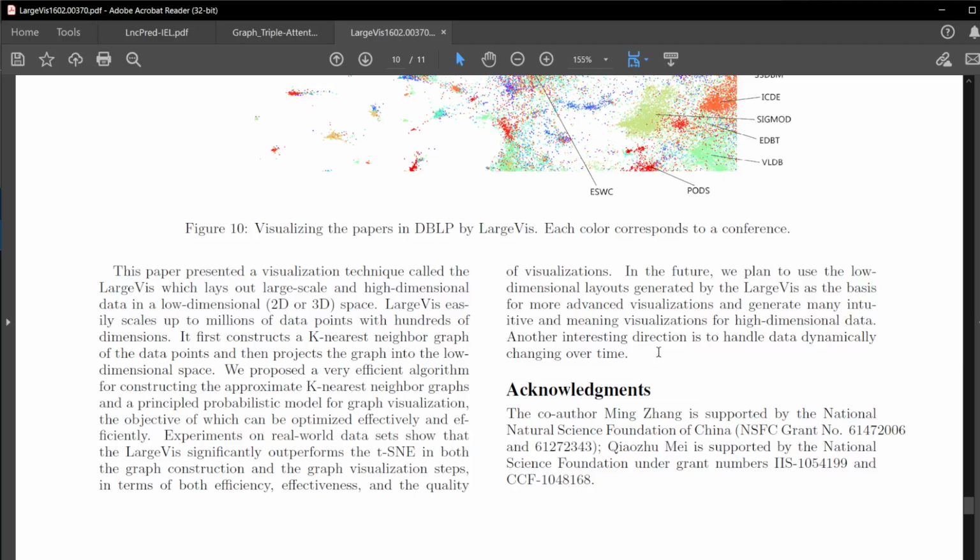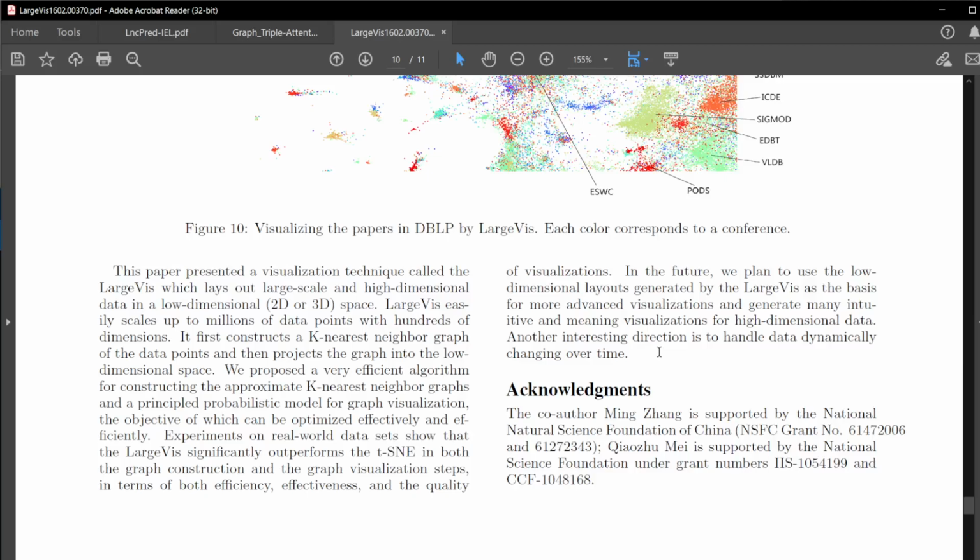In the future, we plan to use the low-dimensional layouts generated by the LargeVis as the basis for more advanced visualizations and generate many intuitive and meaningful visualizations for high-dimensional data. Another interesting direction is to handle data dynamically changing over time.